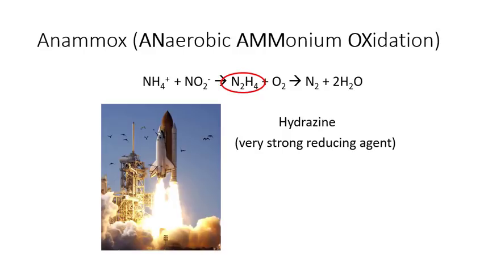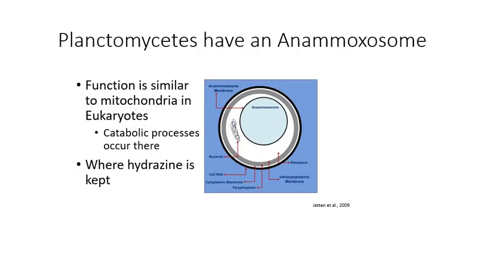An intermediate nitrogen compound that is formed during anammox is hydrazine, which is also known as rocket fuel. Hydrazine is a very strong reducing agent. Because of this, planctomyces have a special chamber inside their cells called the anammoxysome. Its function is similar to that of mitochondria in eukaryotes, but it is also where the hydrazine is kept so that it doesn't react with other things in the cell.